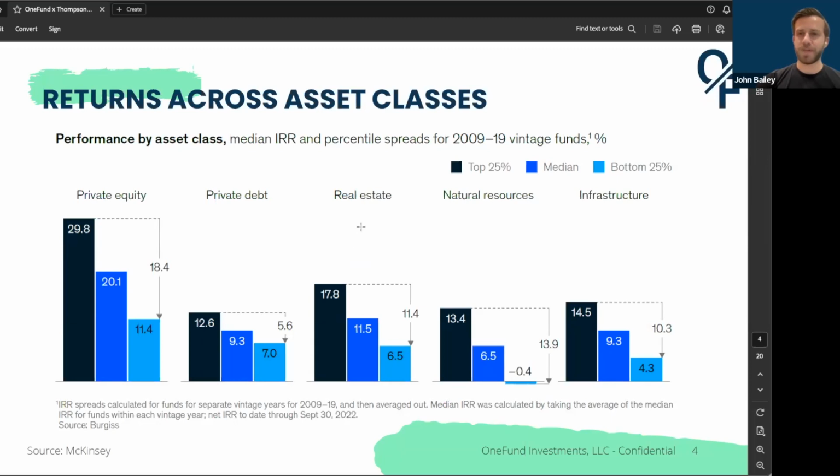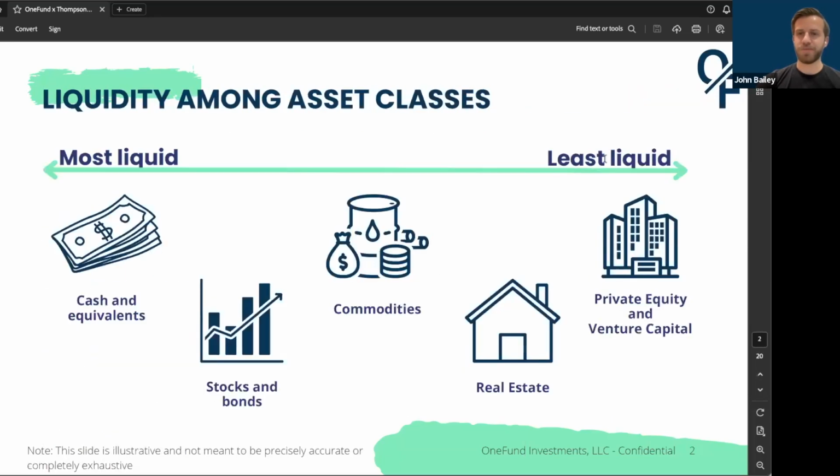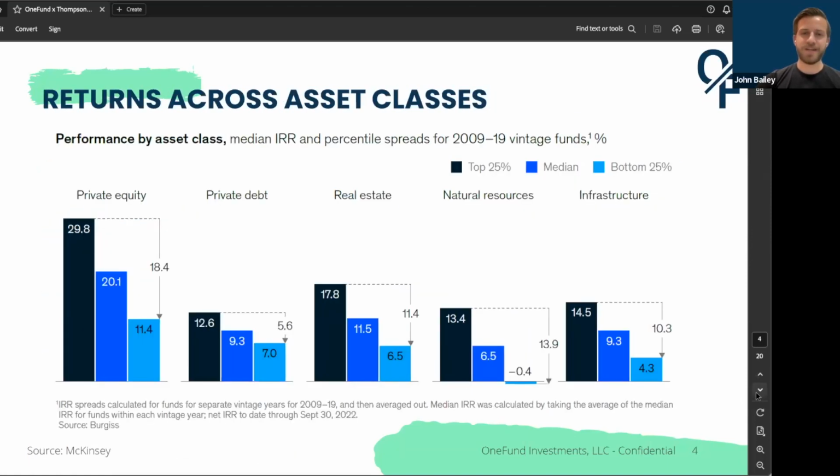Like I said before, if you think back to that chart that I showed earlier in terms of what's most to least liquid, we have private equity, venture capital, then real estate. Well, you start to see a little bit of that trend here, right? Private equity is generally having the highest returns, followed by real estate, with some of the other alternative asset classes performing still well over this period, but slightly lower.